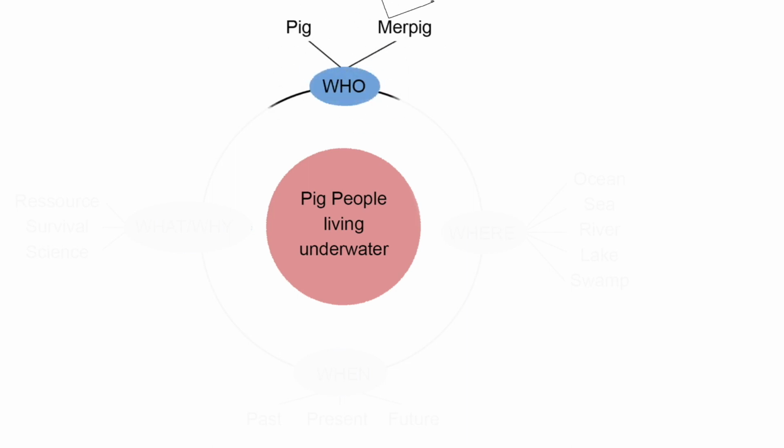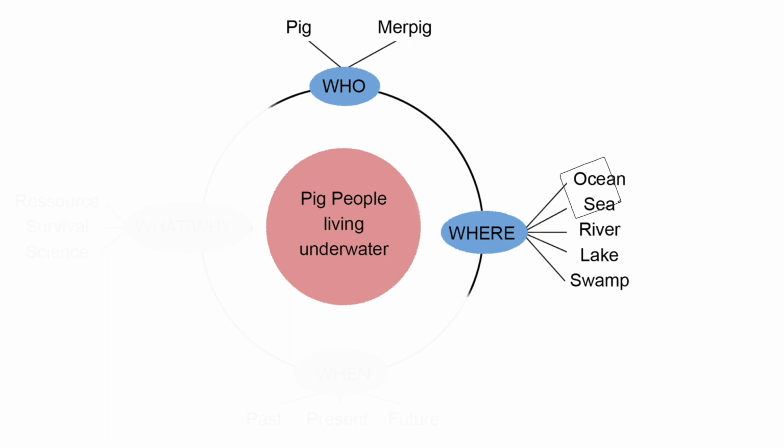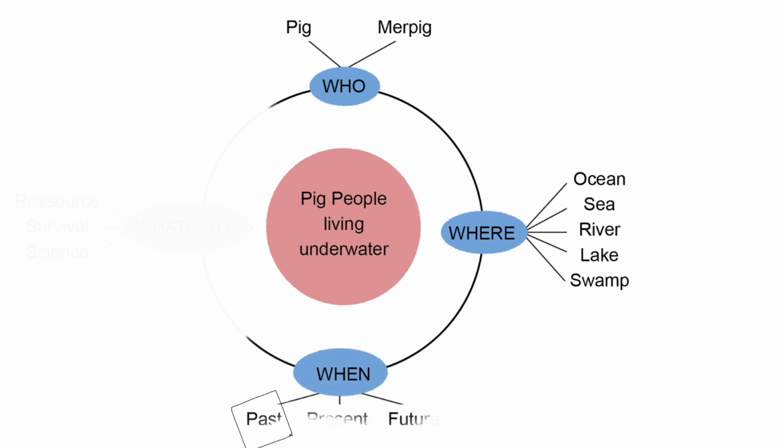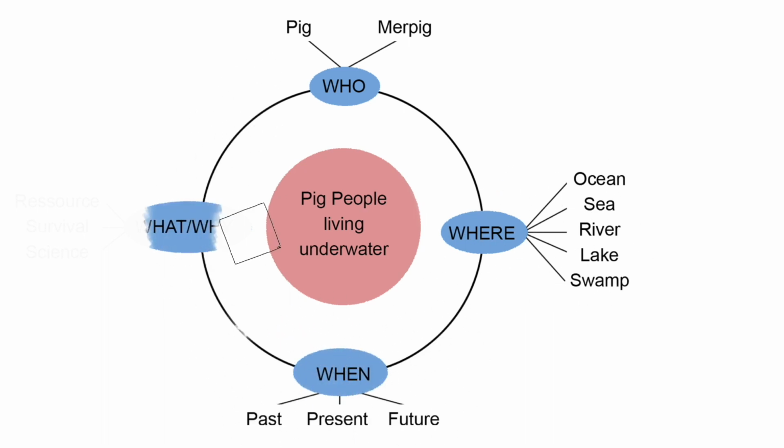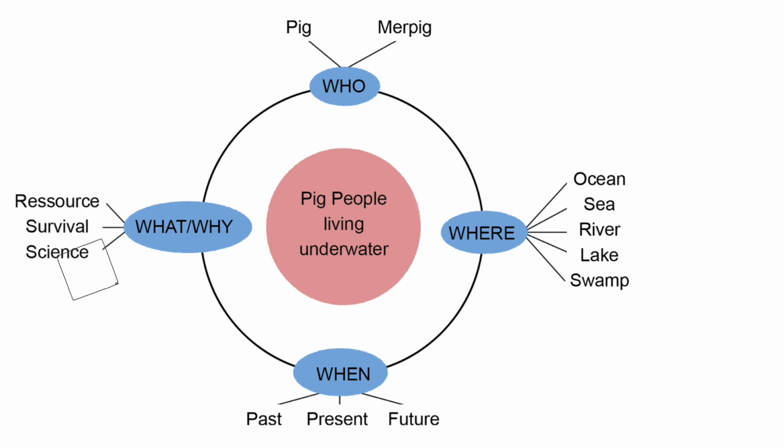Who? Pig or merpig? Where? Ocean, sea, river, lake, swamp. When? Past, present, future. What and why? Resource, survival, and science. About the board, I've seen some people representing it like this as well. There is no specific way for you to do a board, design board, or mind board. Whatever works best for you, just go for it. There is no strict way of doing this.